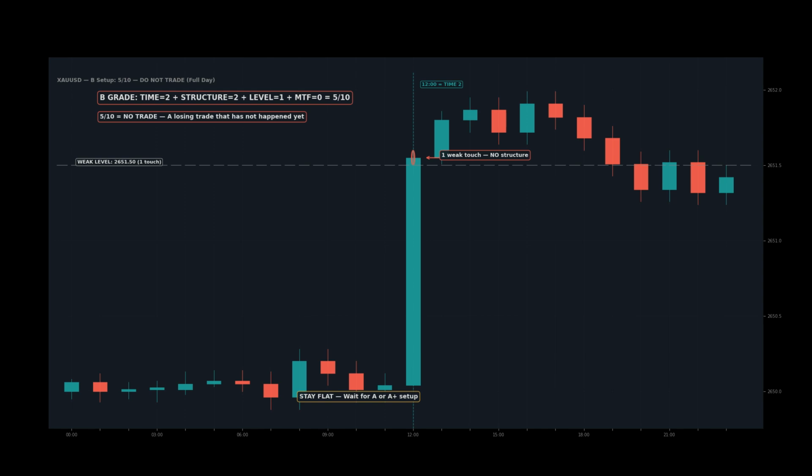The difference between A and B is a 20-point difference in win rate. A scores 70 to 75%. B scores 45 to 55%. That gap is the difference between compounding wealth and compounding losses. Skip B setups every single time.